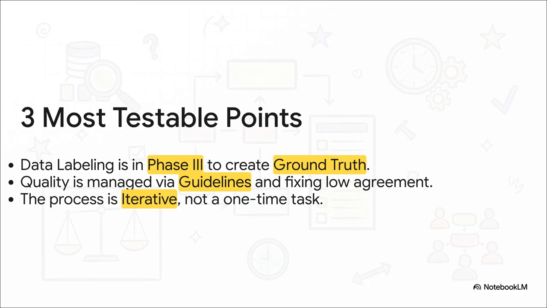And if you forget everything else from today, please just burn these 3 takeaways into your brain. Number 1, data labeling happens in phase 3 and its whole purpose is to create the ground truth. Number 2, quality is all about having clear labeling guidelines and stopping everything to fix low agreement. And number 3, the process is a loop. It's iterative, not a one-and-done task.